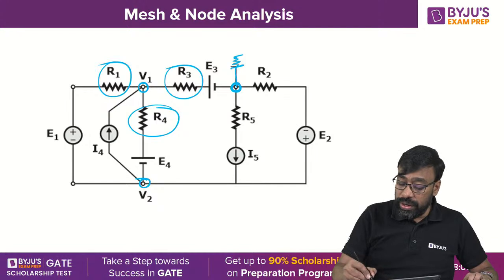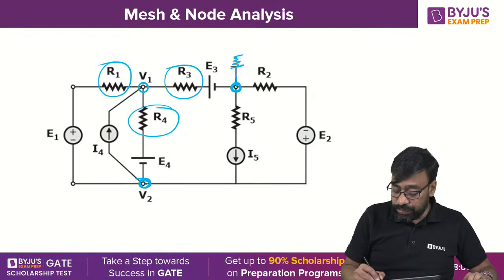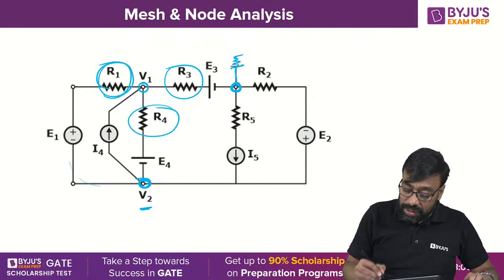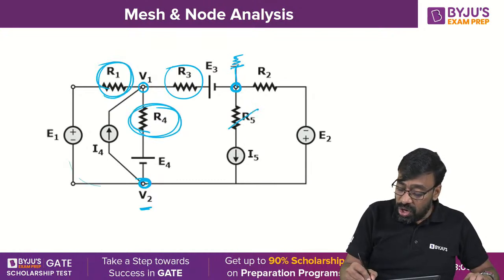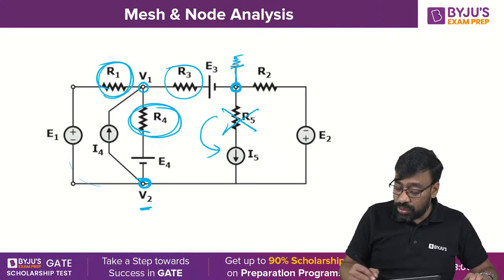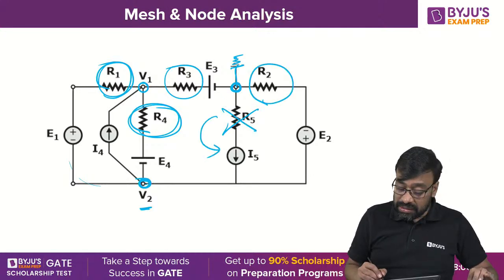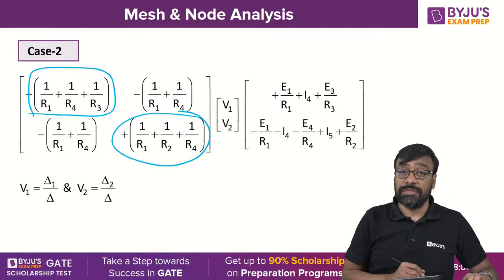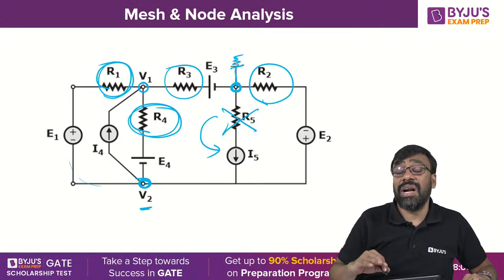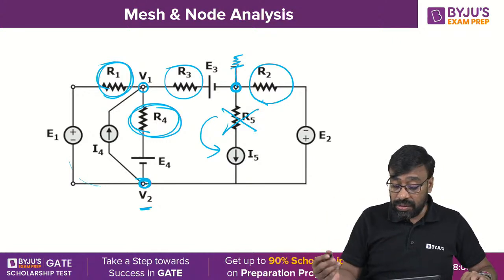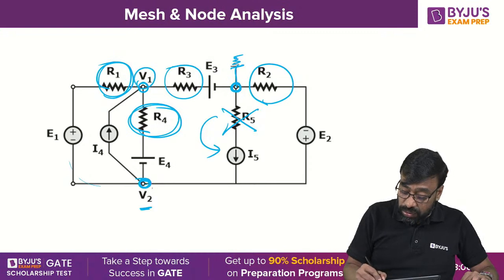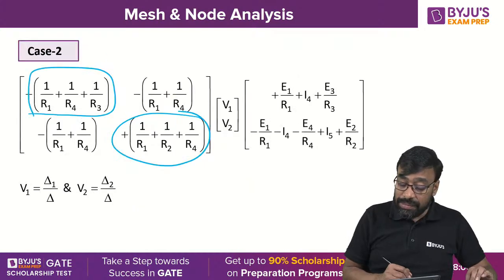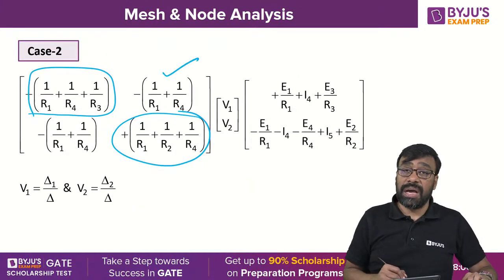Second node, this is V2. It is having now 1 by R1, 1 by R4. I should not take this because it is in series with the current source, and 1 by R2. Look at this. 1 by R1, 1 by R2, 1 by R4. What are the common elements between first and second? Between V1 and V2, there are two passive elements, R4 as well as R1. That is why I am selecting here 1 by R1 plus 1 by R4.